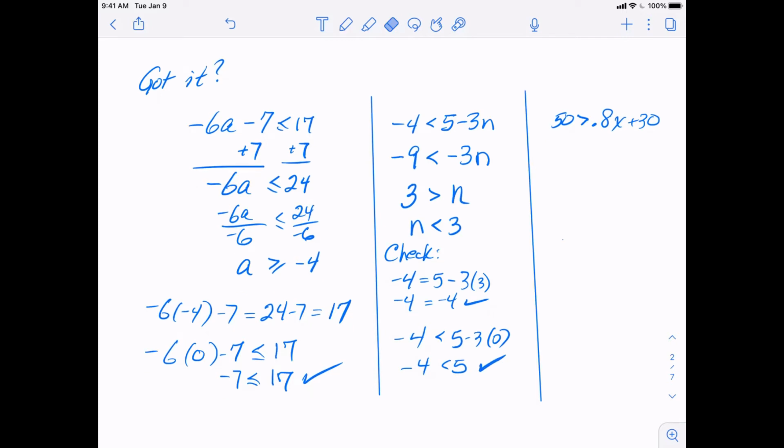Okay, and here's the last problem. 50 is greater than 8/10 x plus 30. So we can begin by subtracting 30 from each side. So that would give us 20 is greater than 8/10 x. And then if we divide each side by 8/10, we get 20 over 8/10 is greater than x. 20 divided by 8/10 is 25, so we get 25 is greater than x. And as I said before, we would write this as x is less than 25. And I'll leave it to you to check to see that this is correct.